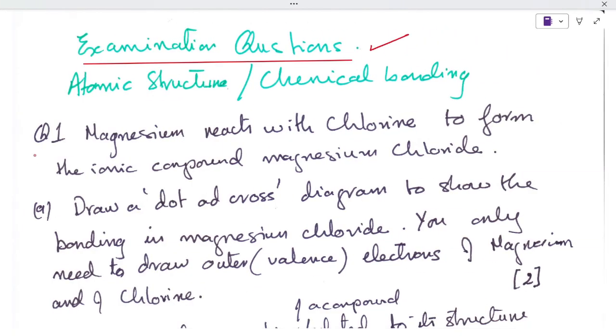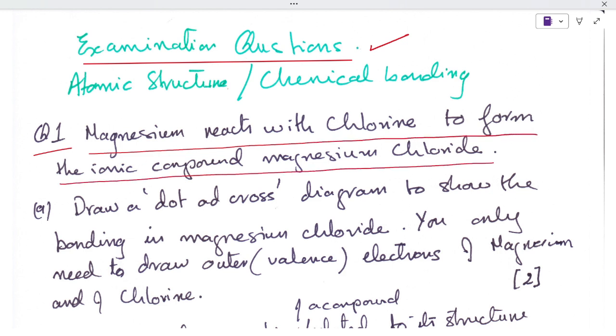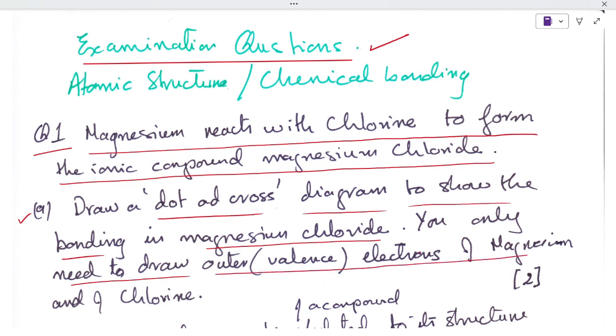Hello viewers, as you can see the question says magnesium reacts with chlorine to form the ionic compound magnesium chloride. A part, draw a dot and cross diagram to show the bonding in magnesium chloride. You only need to draw outer valence electrons of magnesium and chlorine.